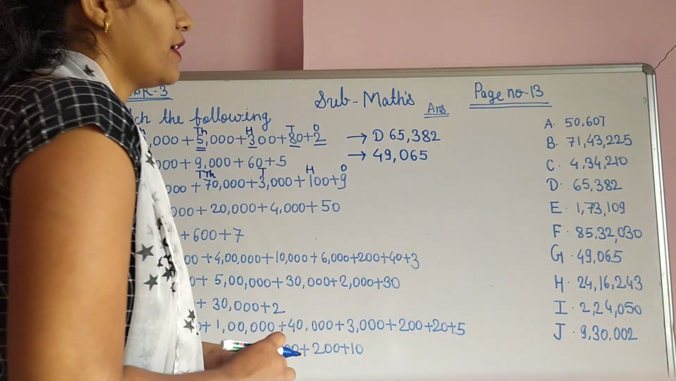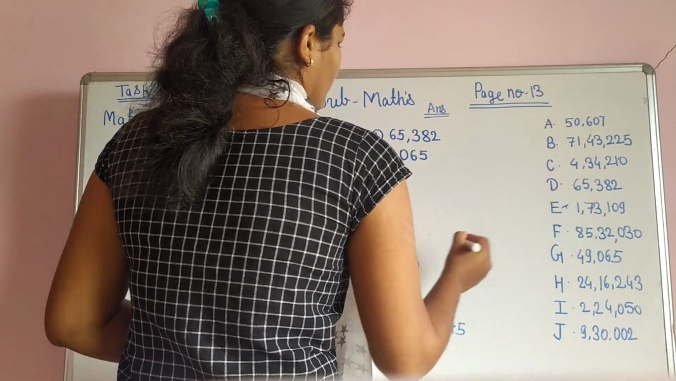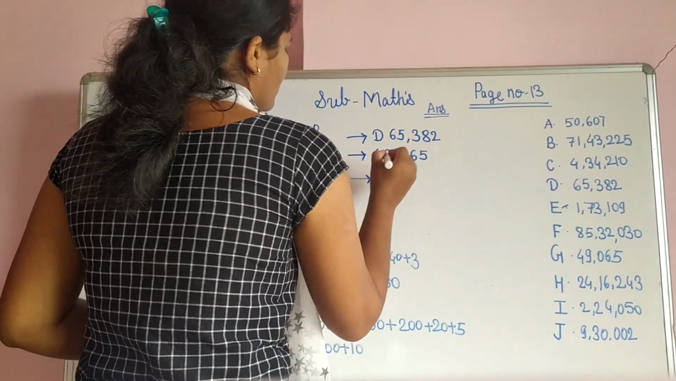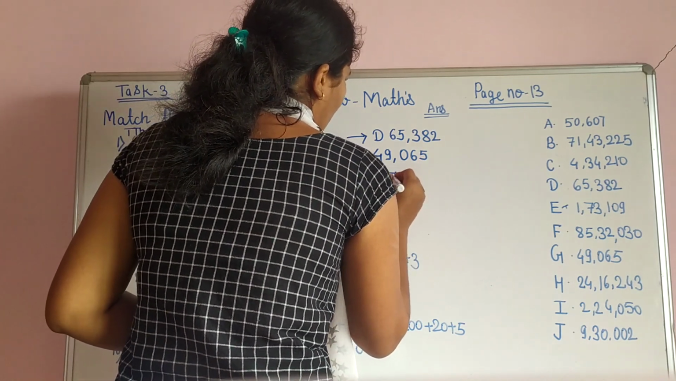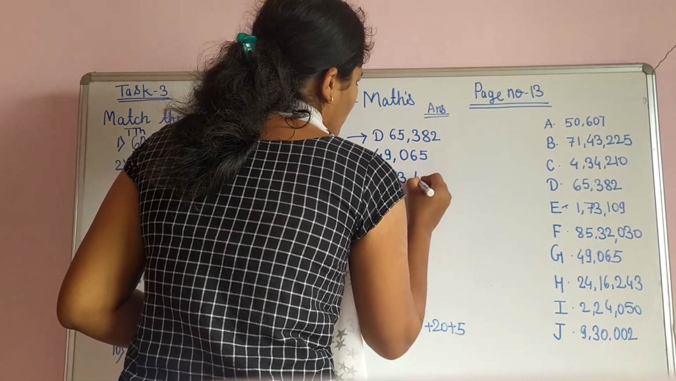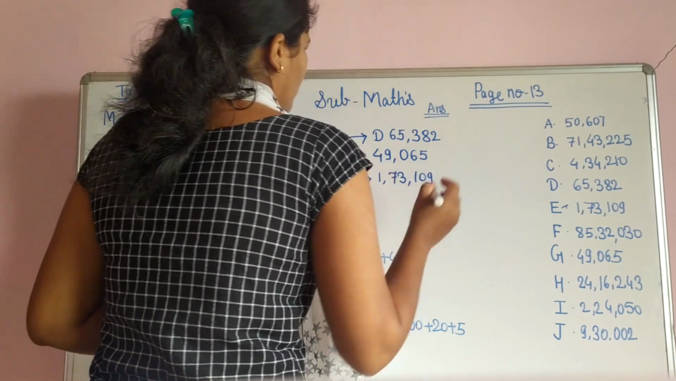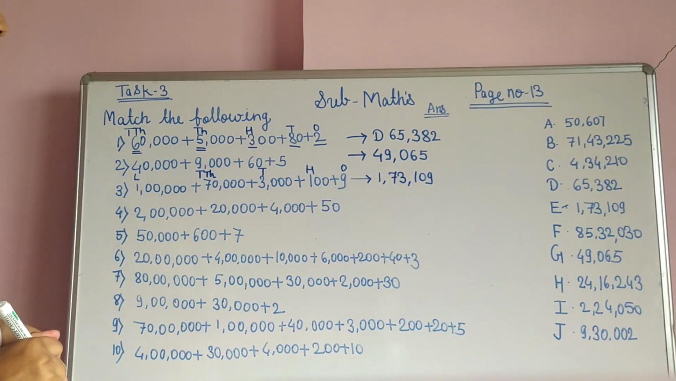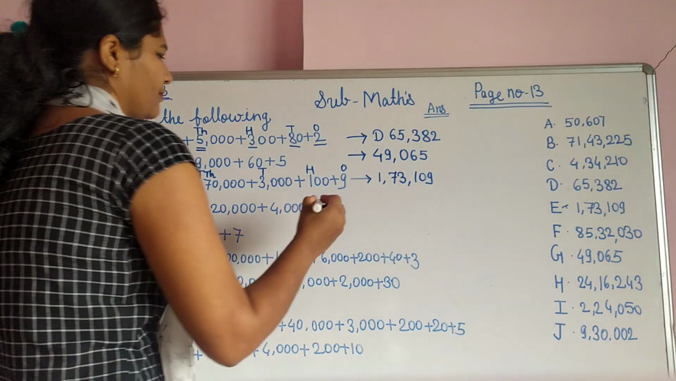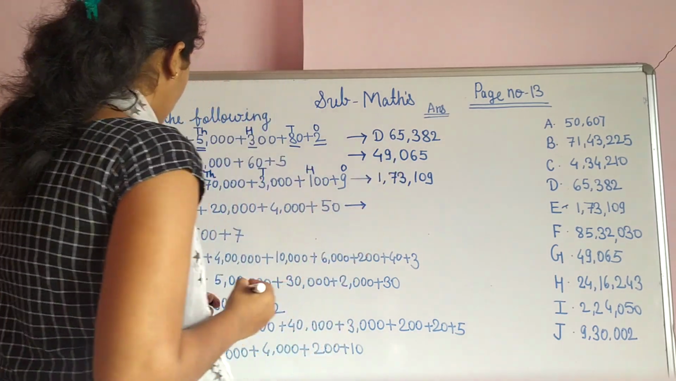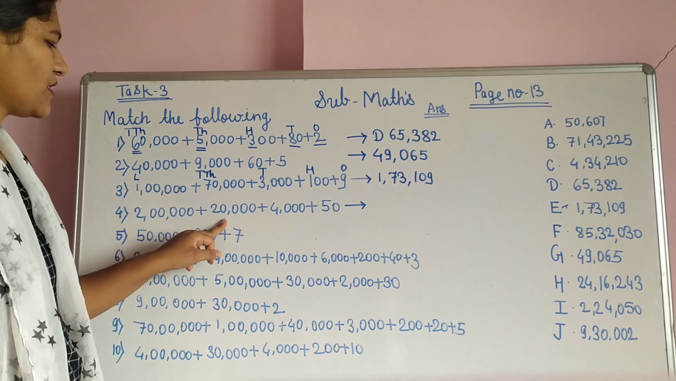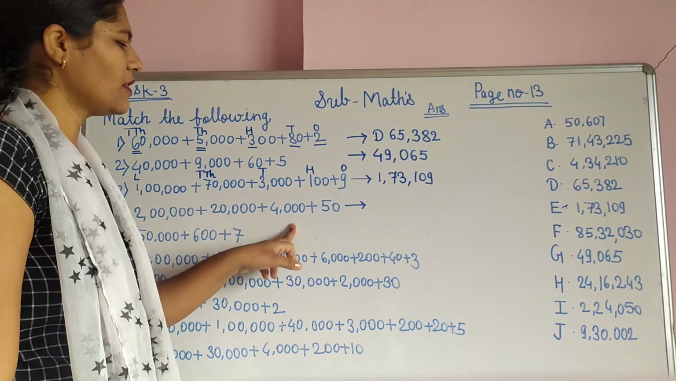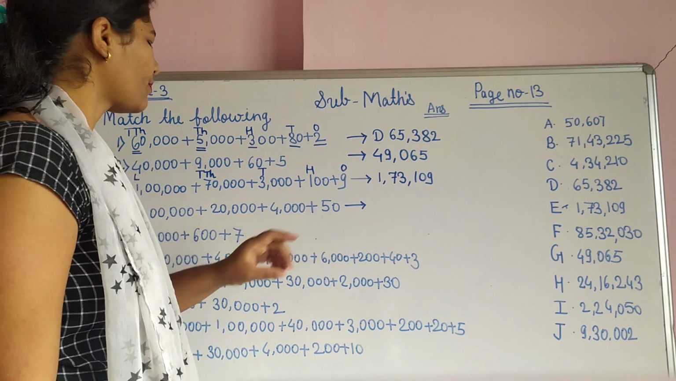So what is our answer? Our answer is this one. So in front of this question we write the answer. What is the answer? 1,73,109. Now we see the next question. What is the next question? Next question, 2 lakh plus 20,000 plus 4,000 plus 50.